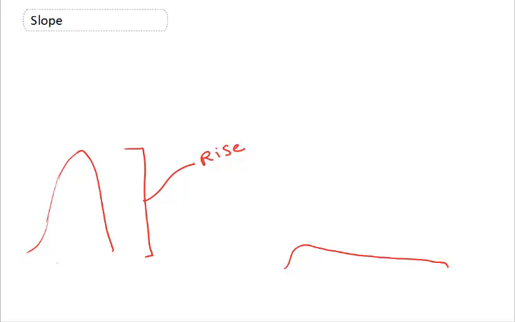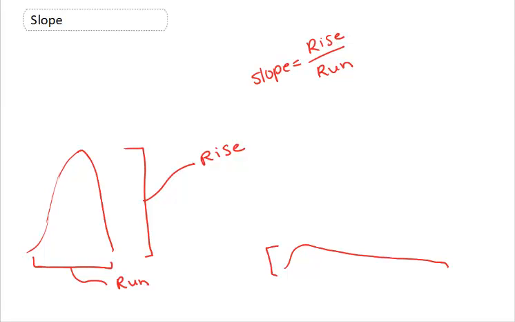And we want to know how long or how wide our mountain is, and that is calculated by the run. And then we want to figure out how these two relate to each other. So the slope is defined by the rise over the run of each mountain. Our steep slope has a very tall rise and a very short run.